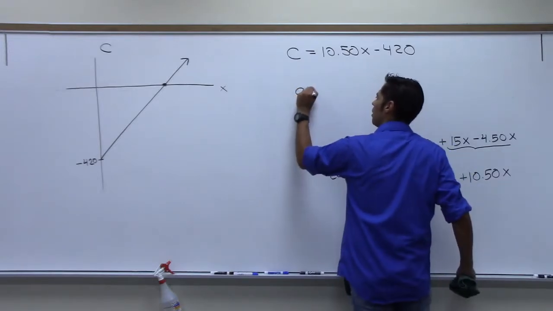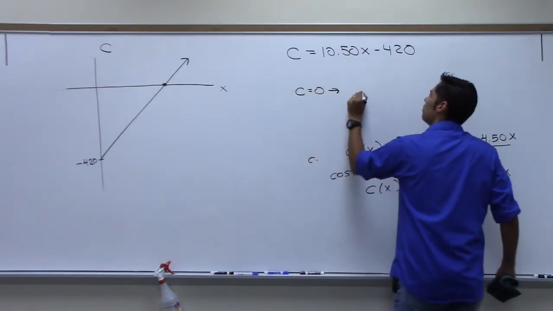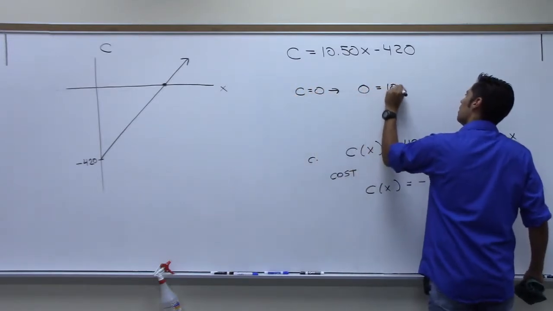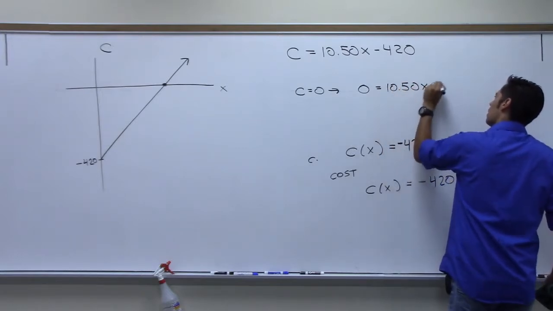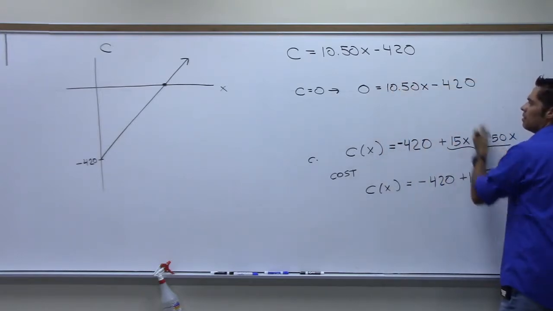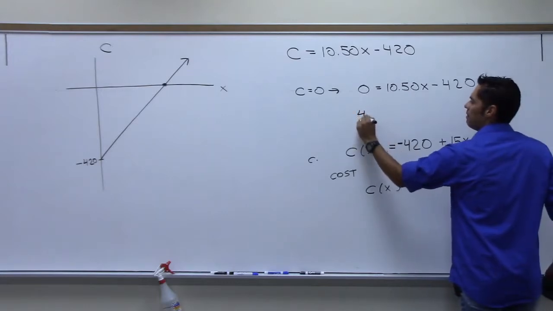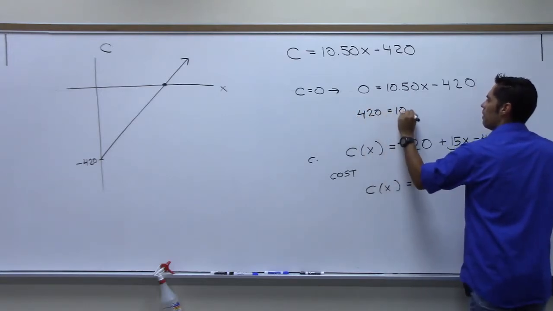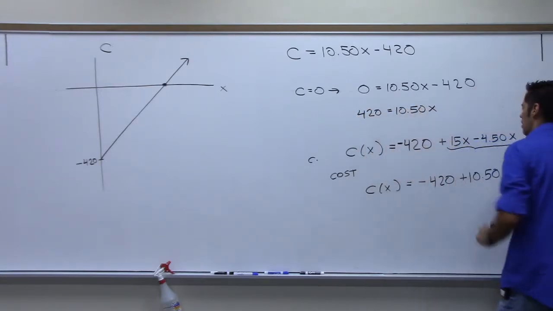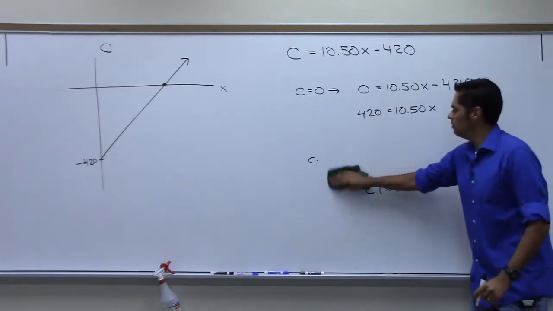If you set C to 0, then you get 0 equals 1050x minus 420. You move the 420 to the other side, and you divide now by 1050. So someone please on their calculator. 840. What is it, 840?